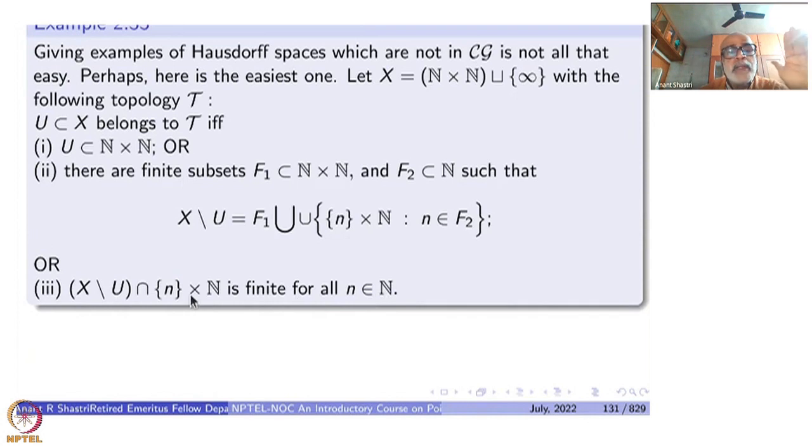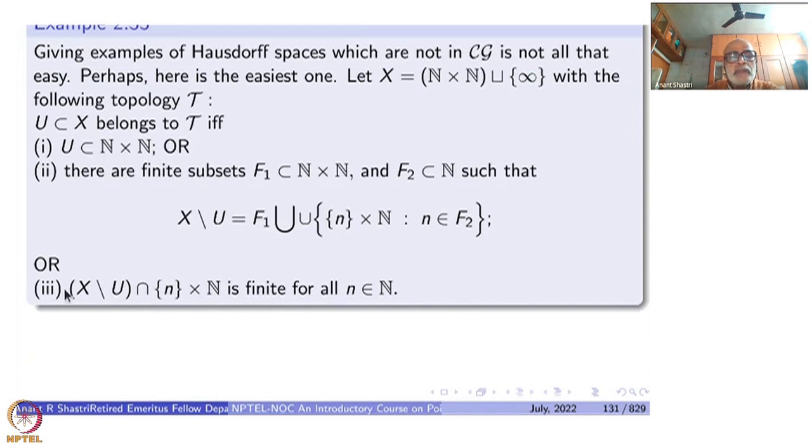Okay, so there are three different types of open sets. I will repeat. The first one is all subsets of N cross N, because they are all open subsets, because this is a discrete space. Or the complement should satisfy either two or three.